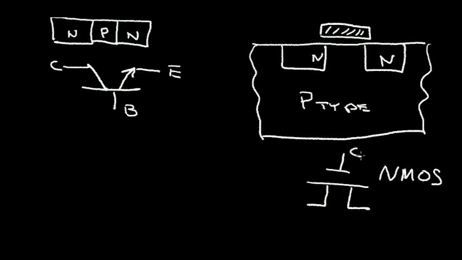This material up here is called the gate. This region can be called the source, and this will be called the drain region up here.